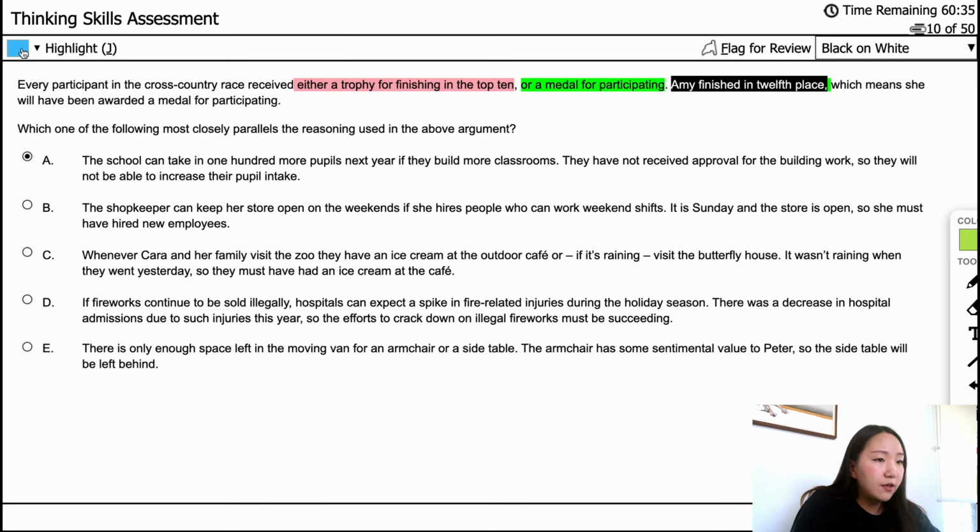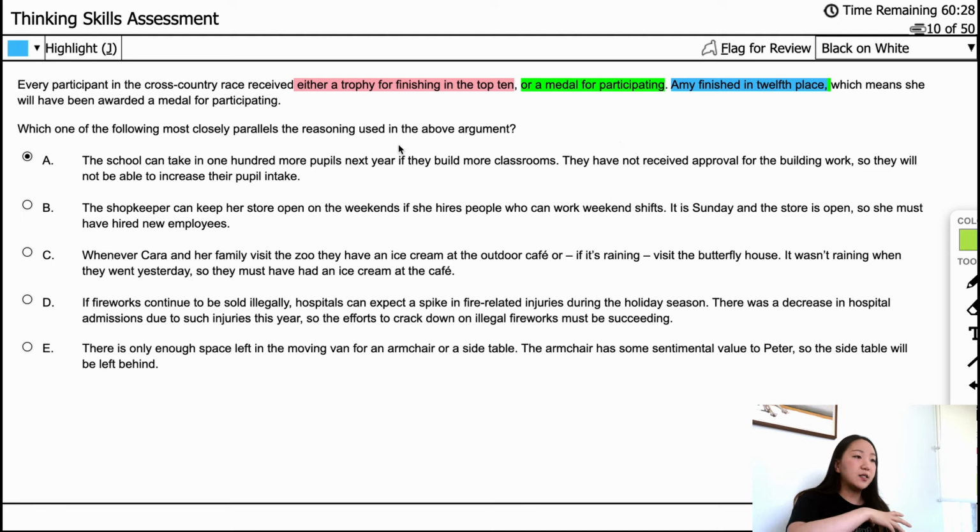So Amy achieved 12th place, which means that she will be awarded a medal for participating. So we've had some event happen, which means that she gets one of the options. That's it. That's the reasoning. Okay. So now let's look at it one by one.